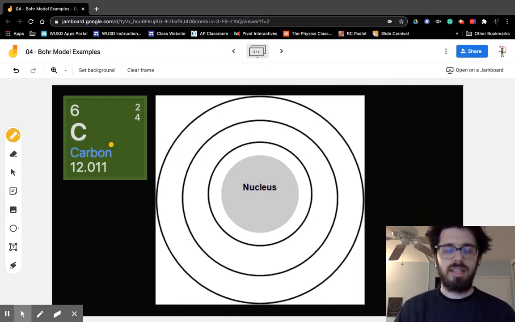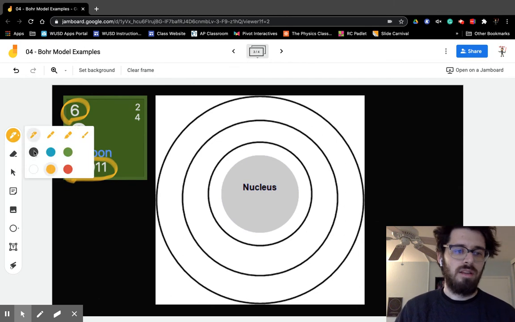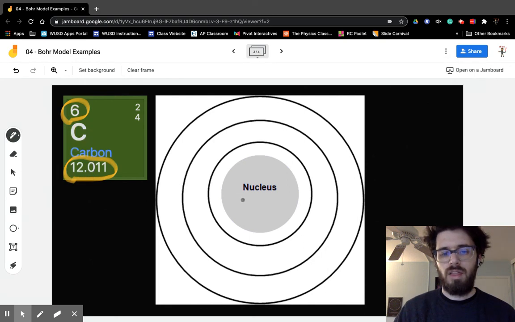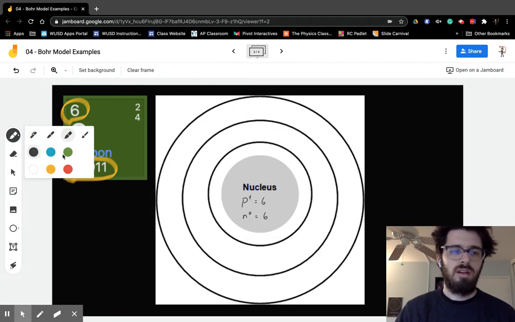And hopefully you guys are starting to get used to it. Carbon has an atomic number of 6 protons, and then it has a mass number of 12, which tells us, if we were to go and draw in the nucleus, that the number of protons we have is equal to 6. The number of neutrons we have is equal to 6 as well. And so we just need to draw a corresponding number of electrons.